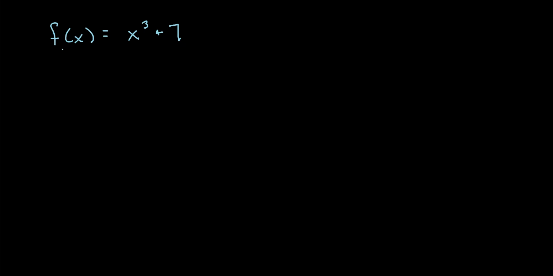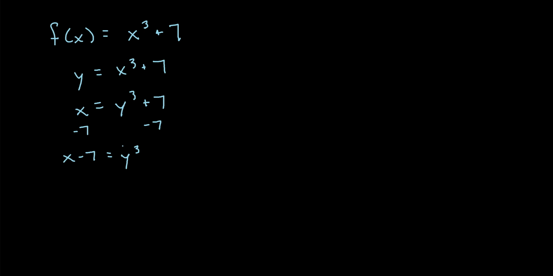Let's check out another example. Let's say we have f of x is equal to x cubed plus 7. How can we find the inverse of this? Well, let's rewrite it as y equals x cubed plus 7. And then remember, the first step is we want to flip the x's and the y's. So we'll write x is equal to y cubed plus 7. And we need to solve for y. So how can we get y by itself? Well, we can subtract a 7 from each side. So that gives us x minus 7 is equal to y cubed.